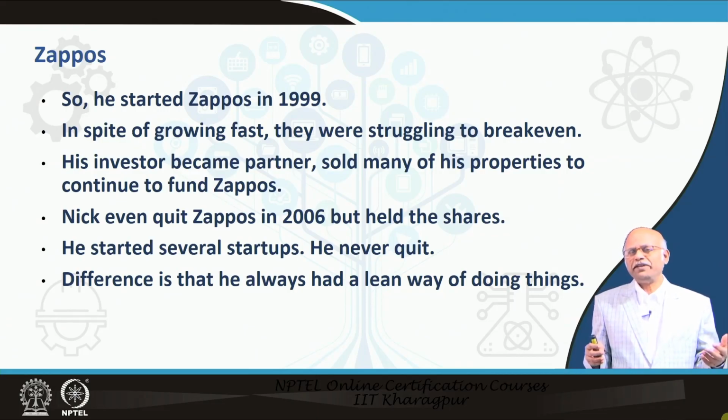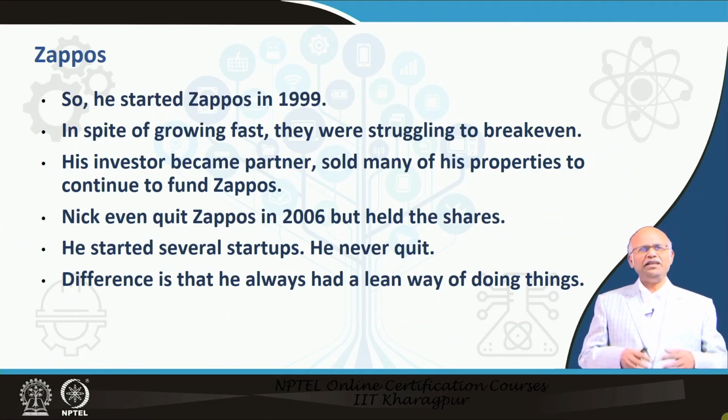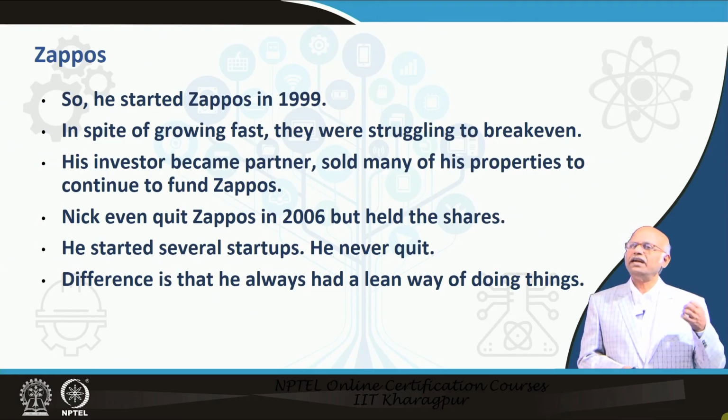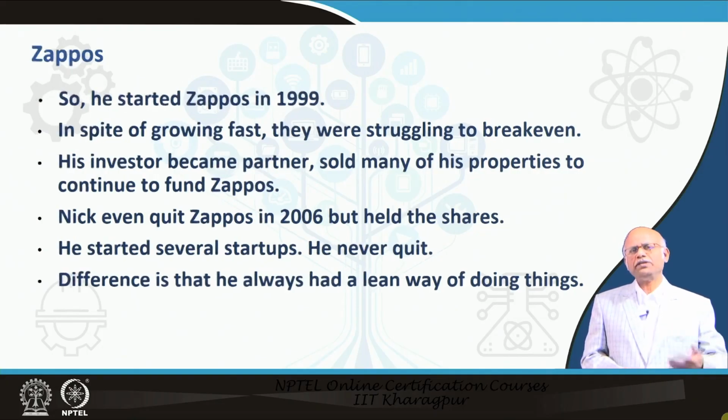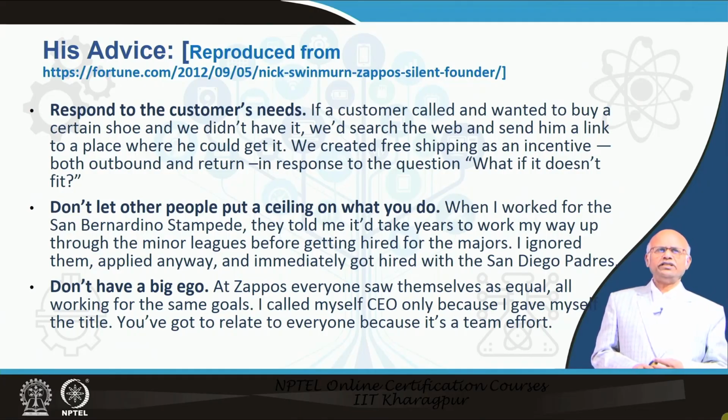But then at some point of time, Nick Swinmurr realized that we are not going anywhere, we are not making a lot of profit. So, he actually quit Zappos, but he did not quit the percentage share that he held. He started several other startups. He never quit. Quit meaning he was always in business. Difference is that he always had a lean way of doing things, and eventually he made his own money, because he was holding the shares in Zappos, and even when it was sold, he got his share.